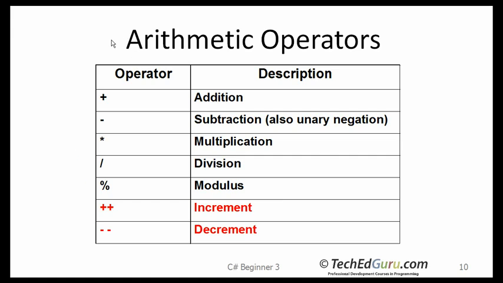Here is a list of arithmetic operators. This is the addition, subtraction, multiplication, division. This is the modulus operator. So there is no surprise here. These are pretty straightforward. The next two, the plus plus and minus minus, these are called the increment and the decrement operators. They are basically derived from C++, and make sure you understand them well before you try using them.